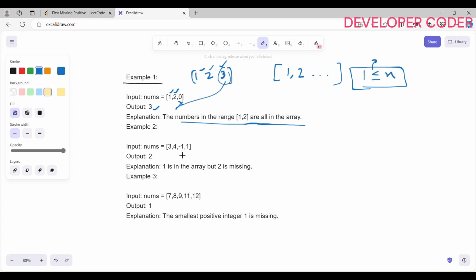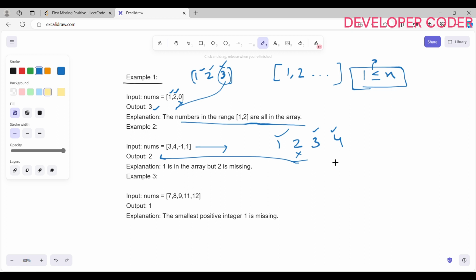Now take this example: 3, 4, -1, 1. Okay, so what is the length of this nums array? The length of this nums array is 4, so we need to search for 1, 2, 3, 4, total these 4 elements. Okay, see, in this case 3 is there, 4 is there, 1 is there, and 2 is not there. So we have to return 2.